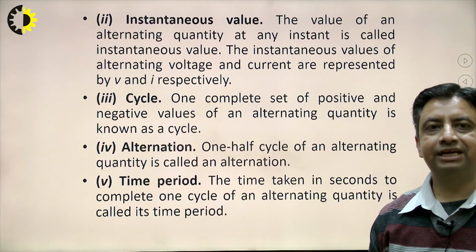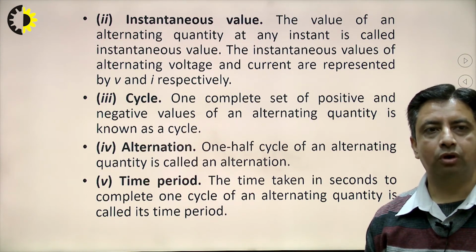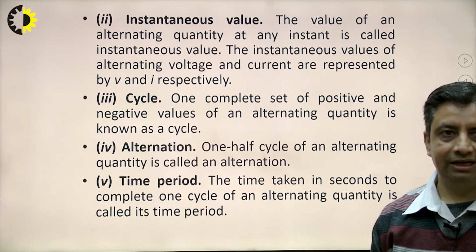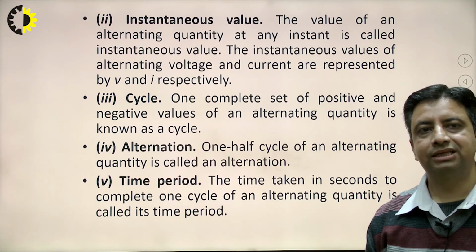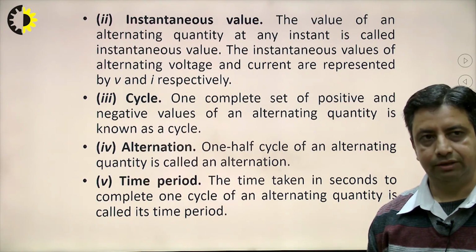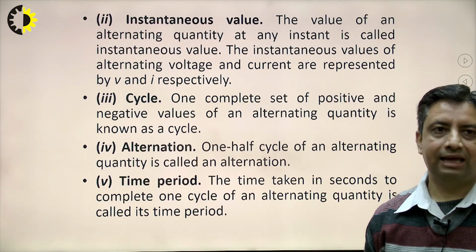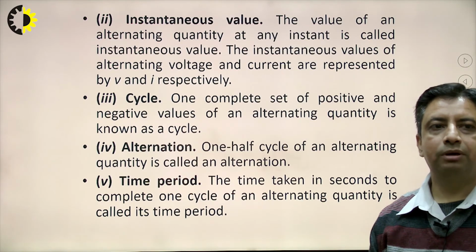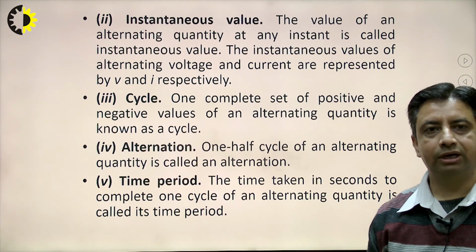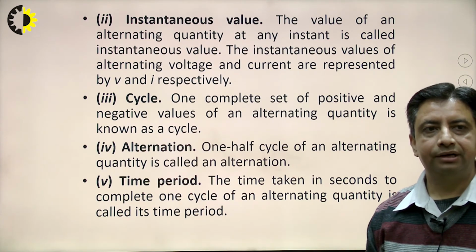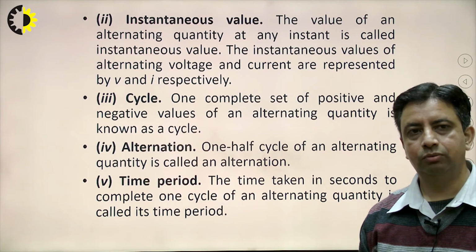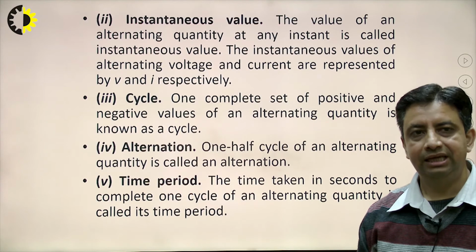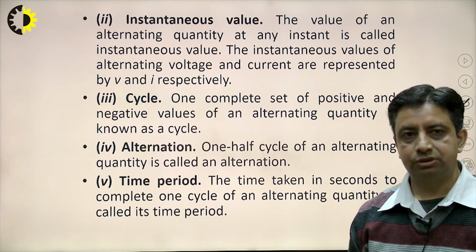One half cycle of an alternating quantity is called an alternation. If we take the positive set or the negative set, one half will be called an alternation of an alternating quantity. And the last one is the time period. A time period, as we know, is the time to complete one cycle of an alternating quantity. It is denoted by capital T, and the relationship is that T is inversely proportional to frequency.